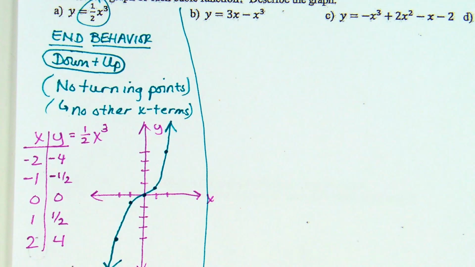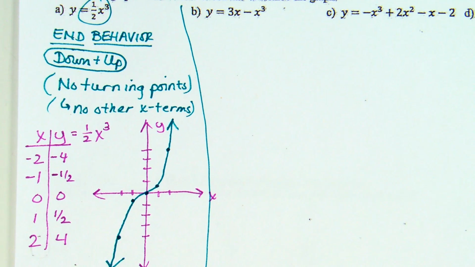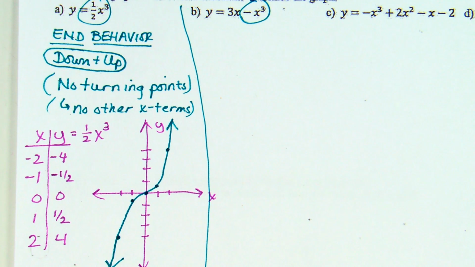Okay. You ready to talk about B? It's 3x minus x cubed. What is the important term to look at? We need to look at the x cubed term, right? That's the important one because you have to look at the highest power to determine end behavior. Now, notice it is negative x cubed. How does that affect my graph? It flips the ups and the downs. Yep.